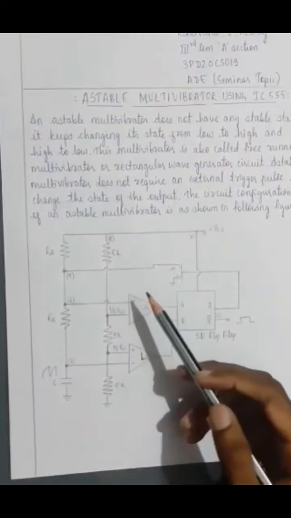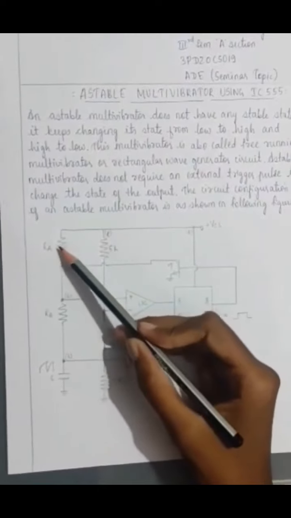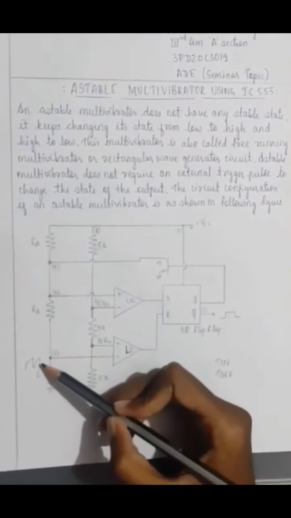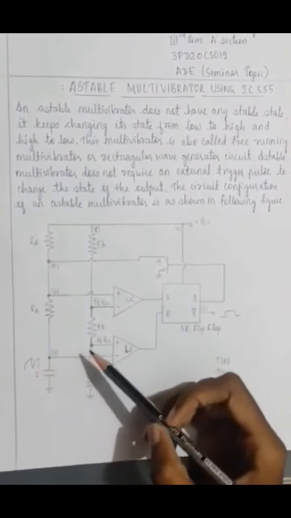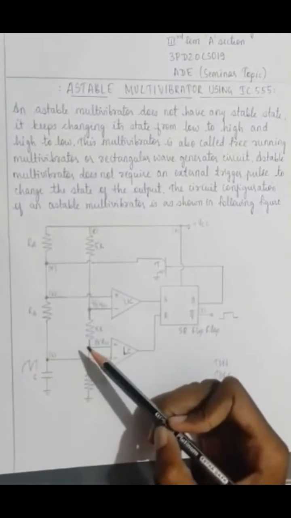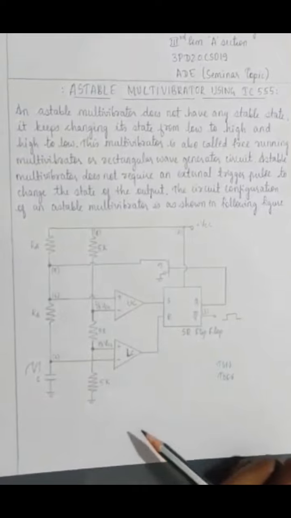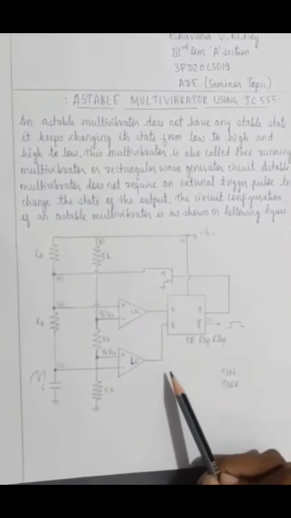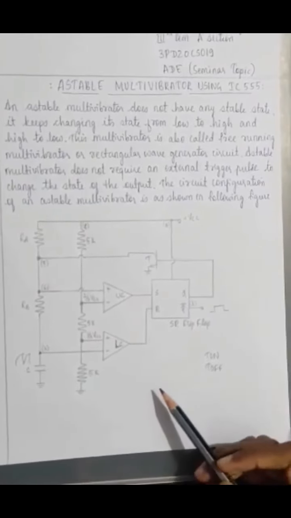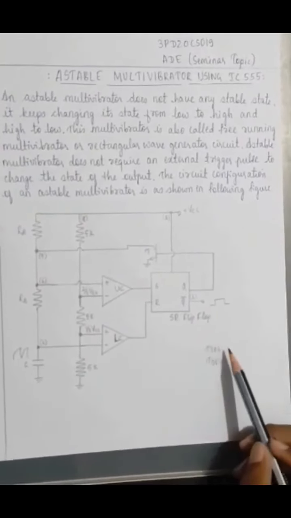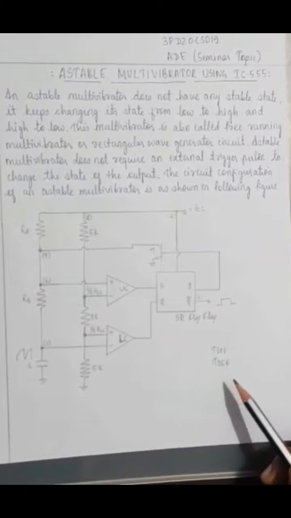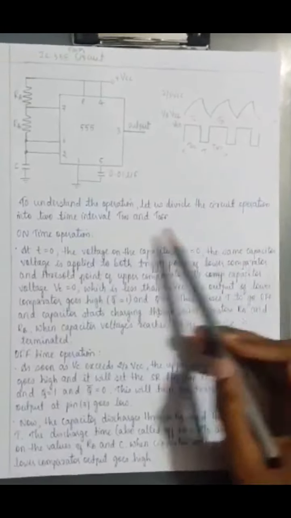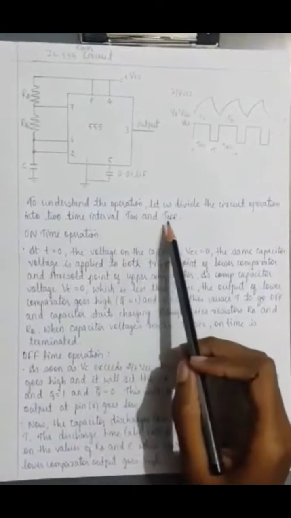In addition to it, there are two resistors RA and RB and one additional capacitor. An IC555 timer is used to get the astable multivibrator. And in order to understand the working of this astable multivibrator, the time duration is divided into T on and T off. Now, the circuit operation is divided into two time intervals, T on and T off.